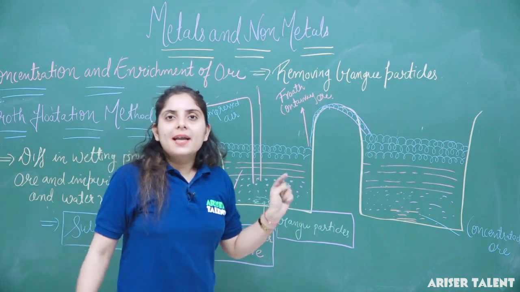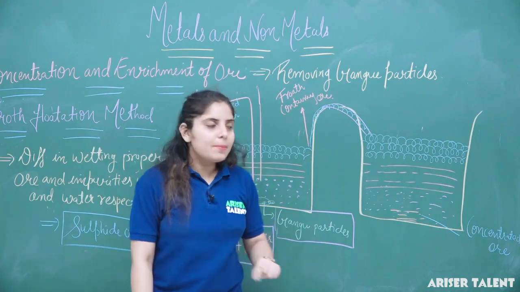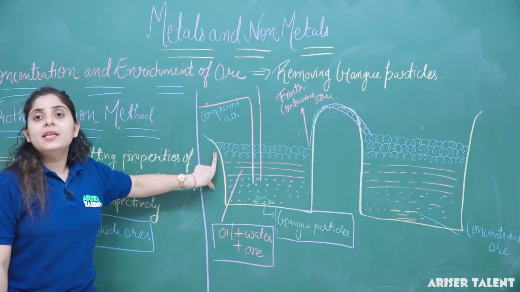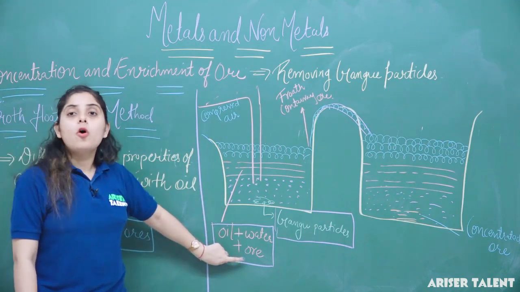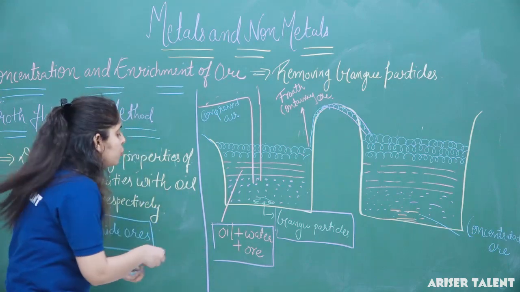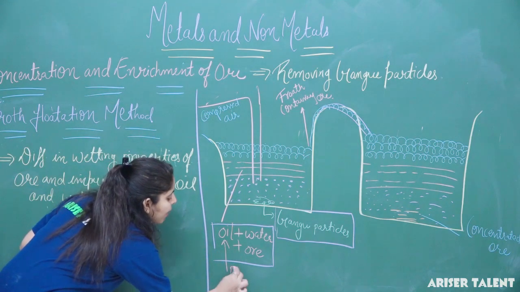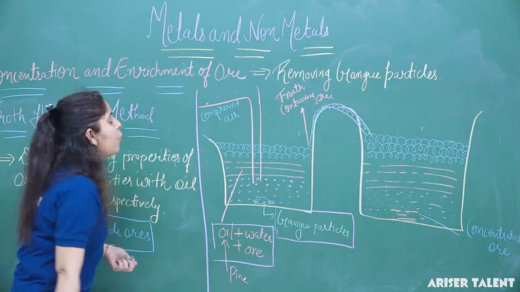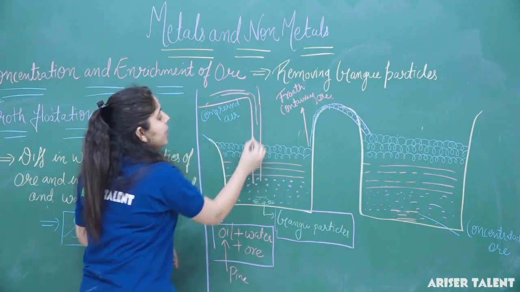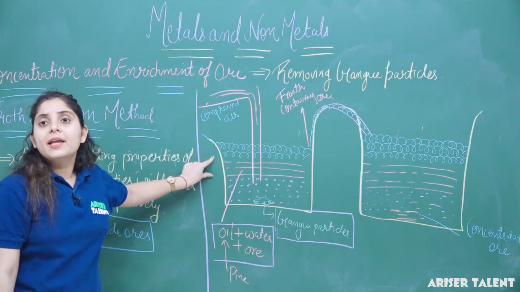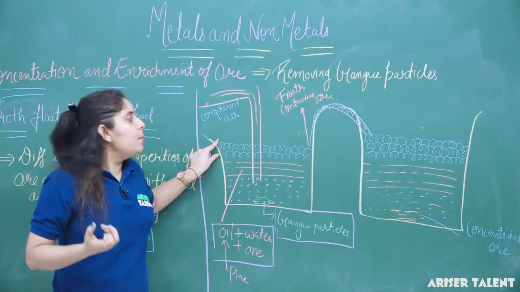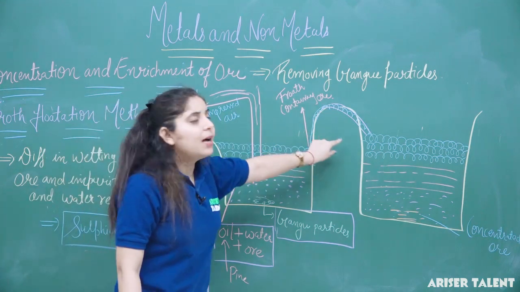This is a diagrammatic representation of the Froth flotation method, and in this diagram we can see we have taken a container which consists of oil plus water plus ore. This oil is actually the pine oil we have used here. The compressed air is pumped into the tank. When compressed air is pumped into the tank, we can see the froth containing ore plus oil plus water is transferred to another tank.